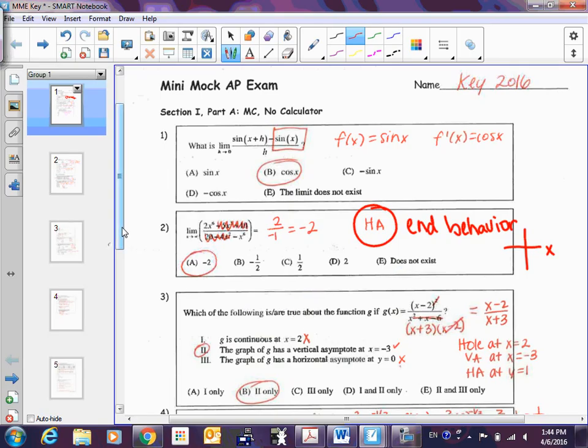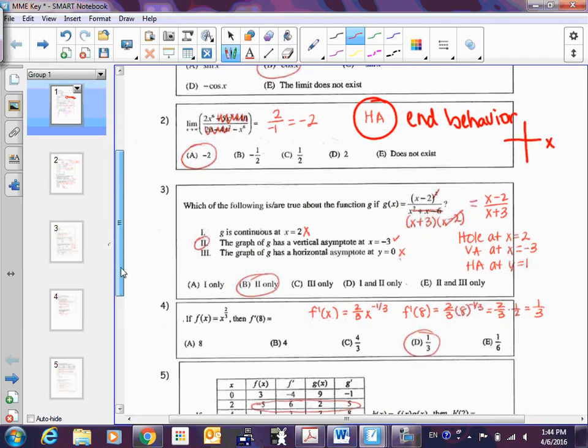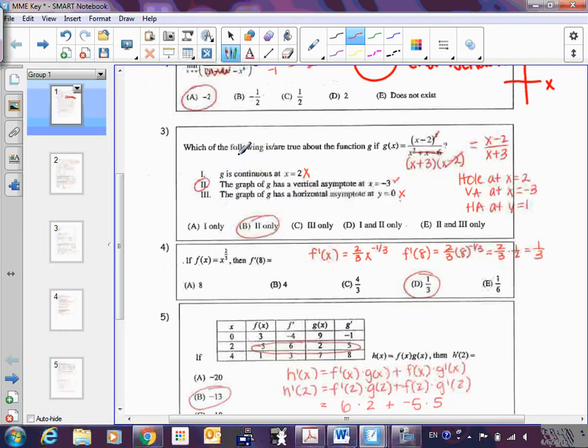Okay, so moving on to problem 3. All right. Which of the following is true about this function? Now, look at your paper, look at mine. Did you factor the denominator? Because when you're talking about asymptotes and continuity, factoring is your friend here. You want to factor because if something cancels top and bottom, what does that mean you have? You have a hole.